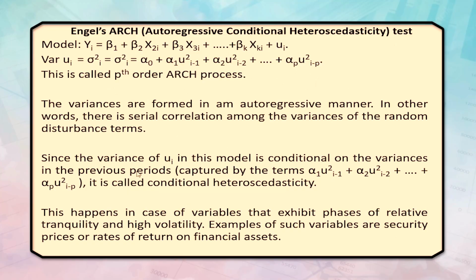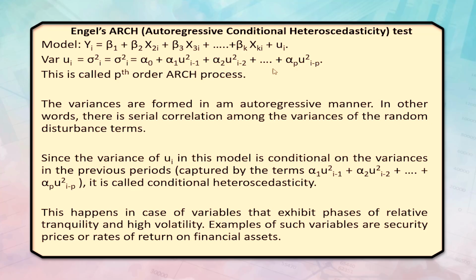Now, finally, we take a look at one special type of feature which is called autoregressive conditional heteroskedasticity. So, ARCH, autoregressive conditional heteroskedasticity. That is called an ARCH model. Here the basic idea is that the mother model is as earlier, the k variable model, and ui has a variance sigma square i, where this variance follows an autoregressive scheme. So, this is conditional heteroskedasticity.